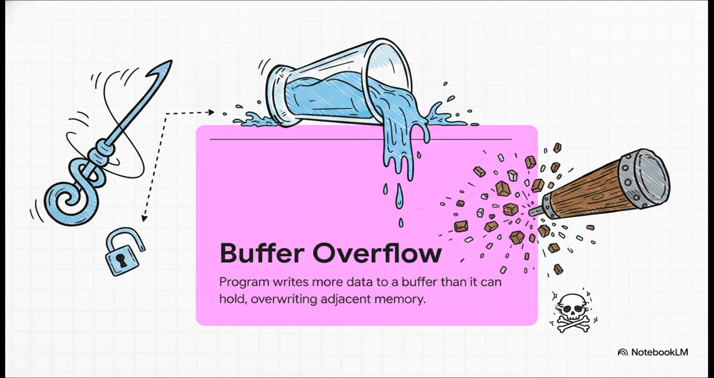Okay, leaving the stealthy approach behind, we hit Section 3, buffer overflow, the pure brute force. If memory injection is a subtle lockpick, a buffer overflow is basically a battering ram. It occurs when a program writes way more data to a buffer, which, remember, is just a temporary data storage area, than it can actually hold.